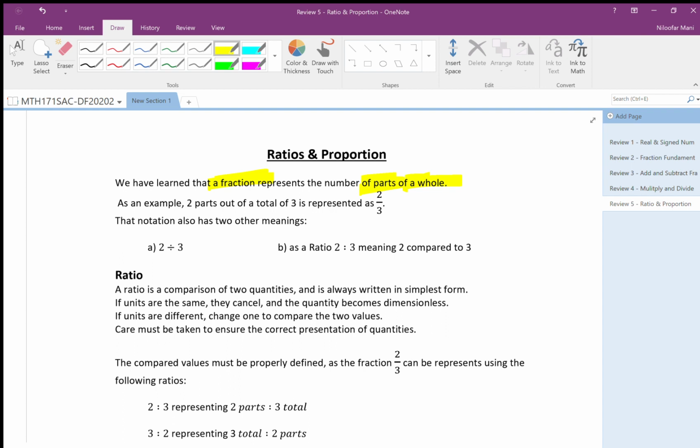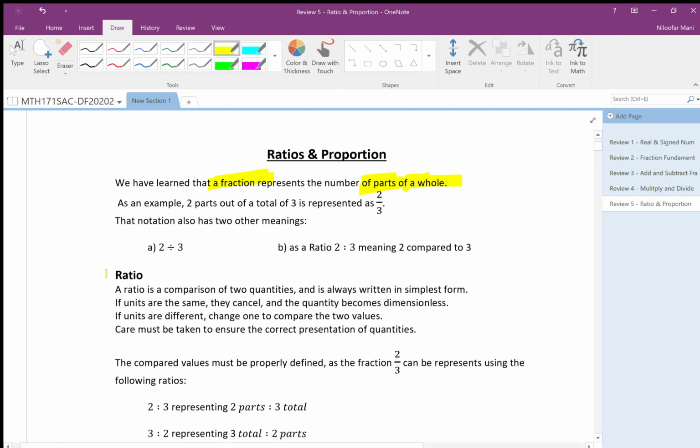I even can have 5 over 3 instead of, for example, 2 over 3, and this means I have one complete item, and from the second item, I am using 2 of 3 parts, because I divided the whole between 3 parts. Okay, so far we saw these, and now I want to talk about ratio.